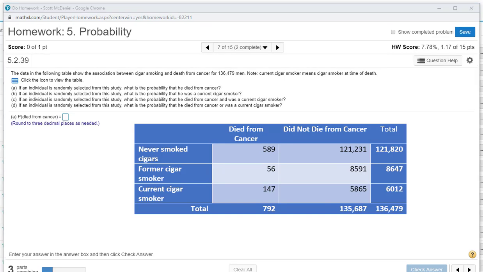Okay, so here's our table. I went ahead and sort of prettied it up. You did not want to see my handwritten table written out, so I typed it up in Word. And there we go. So all I did was I added up 589 plus 121,231, and I got my total for those who never smoke cigars. I did the same for each row, and then I did the same for each column. You sometimes will have that given to you, and sometimes you'll need to do it yourself.